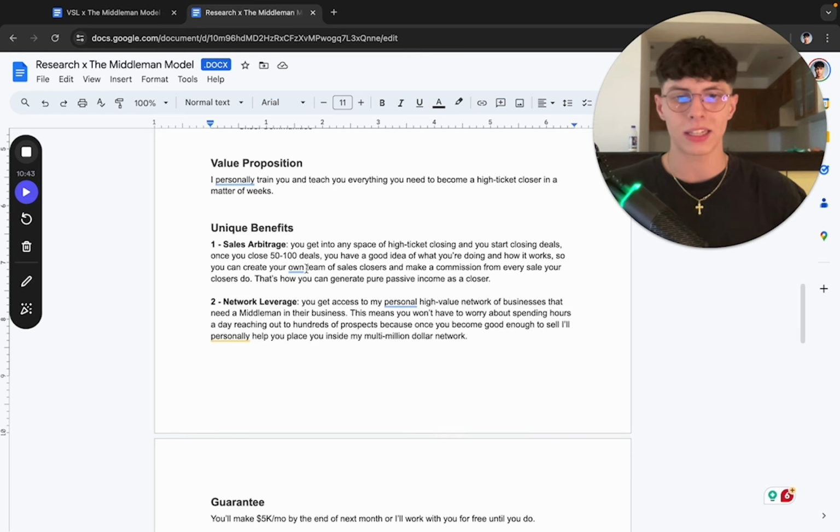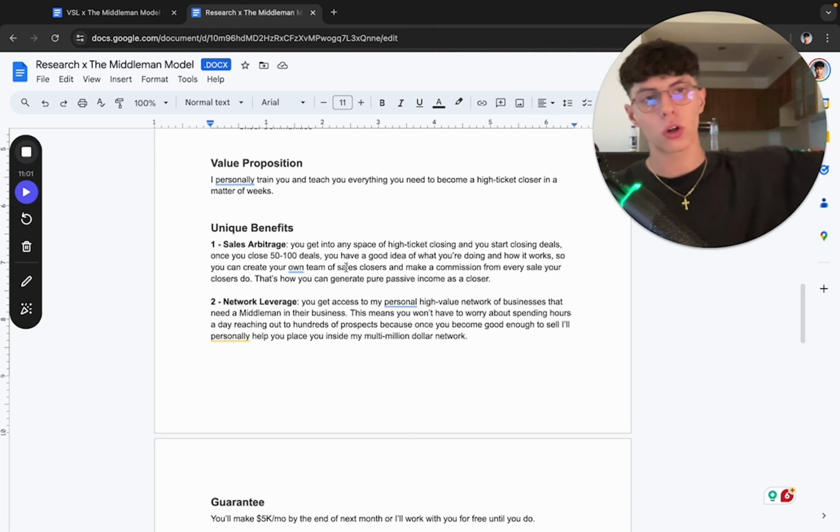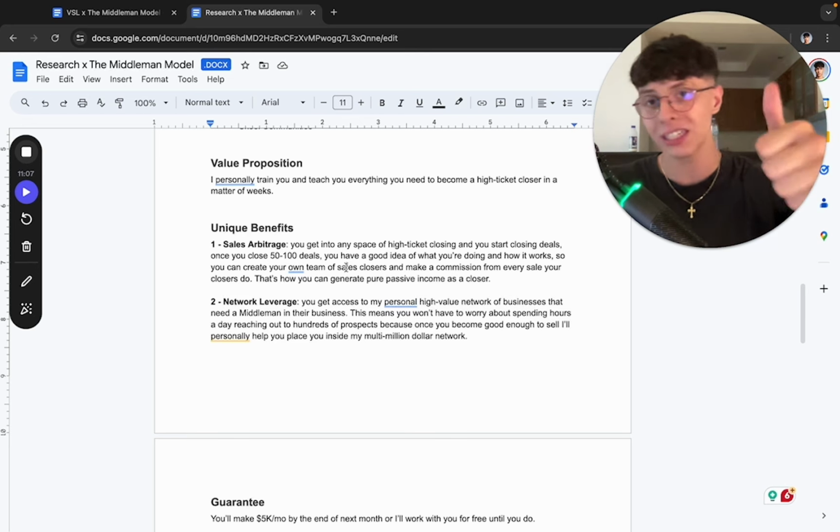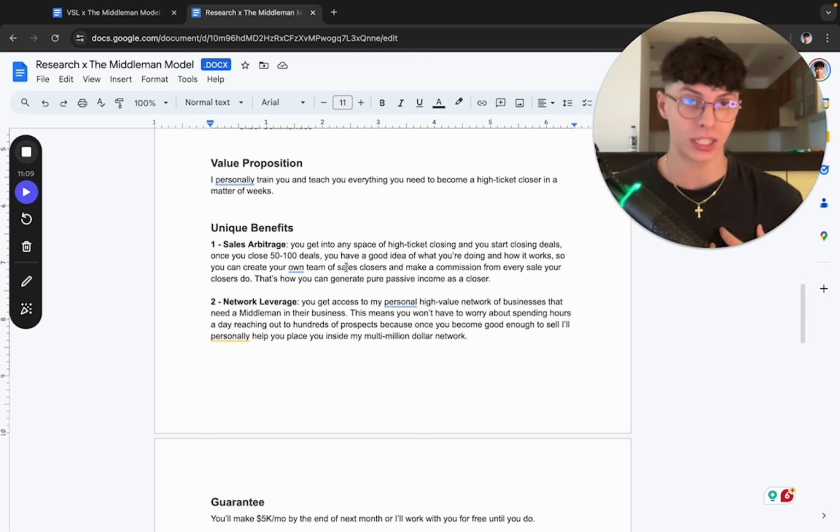So basically we tell them, yeah, you start as a closer, but then we teach you how to build a team of closers below you, that way you start making money from what they close. So basically we tell them there are long-term benefits, and it's a long-term business to be a high-ticket closer. This is a unique benefit that we teach in this program and that nobody else teaches. And the second unique benefit is network leverage.